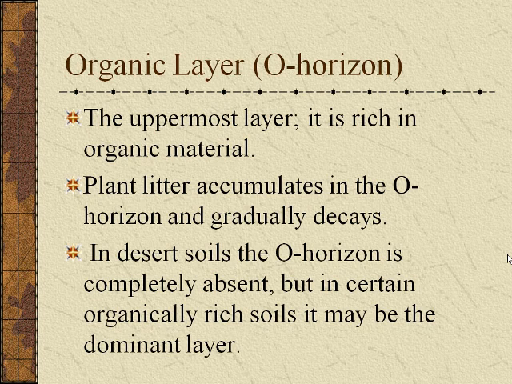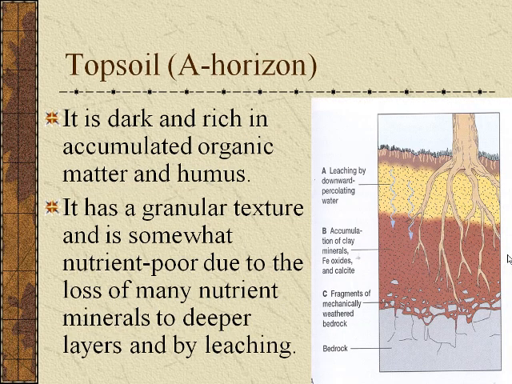In places like the desert, where there isn't a lot of plant life, that O horizon is almost entirely gone because there isn't any organic matter to break down and decay over time. So it kind of depends on where you are as to how thick this organic matter is. Somewhere like the tropical rainforest, there's a lot of decay and a lot of breakdown, so you have a very thick O layer, O horizon.